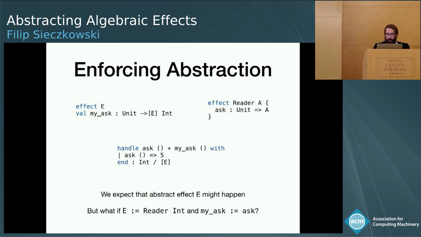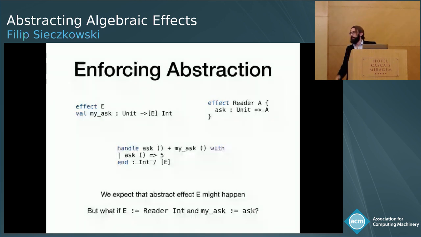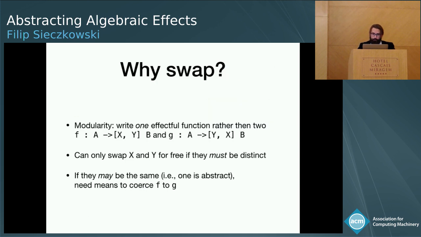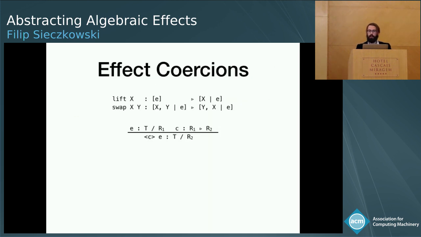So how can we solve it? One way would be to limit the existential quantification in a way that sometimes we do with universal quantification, particularly for row polymorphism for records. Another way would be to freshen the effects that are packed as an existential effect. But these are not particularly satisfactory. So what we did in this paper is to extend the calculus with effect coercions.